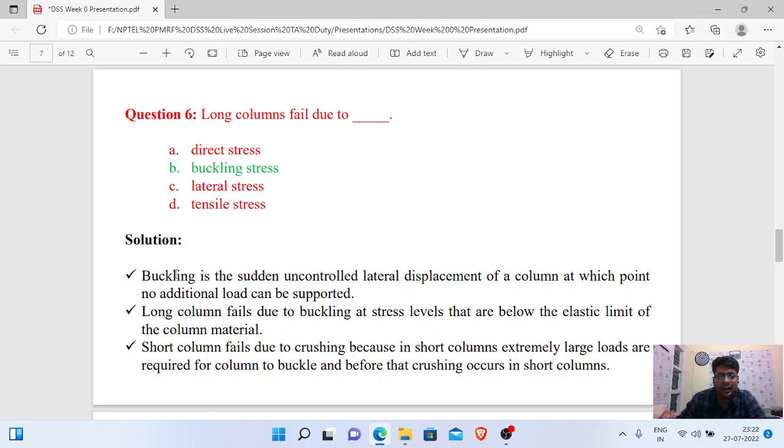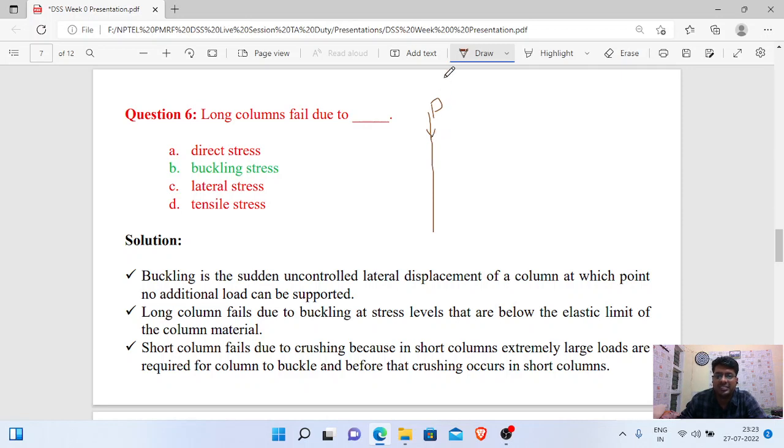Now what is buckling? I have described it a little here. Buckling is the sudden uncontrolled lateral displacement of a column at which point no additional load can be supported. Suppose this is a long column and an axial load is acting here, its magnitude say P. When this load acts on this long column, what will happen? This column will fail due to buckling.